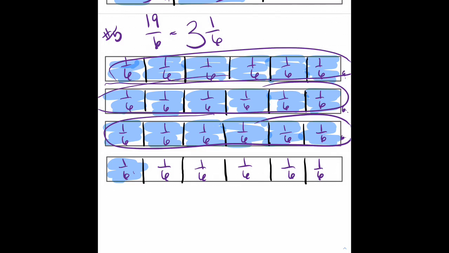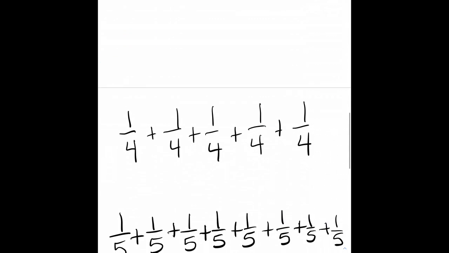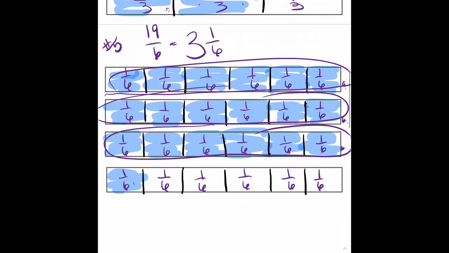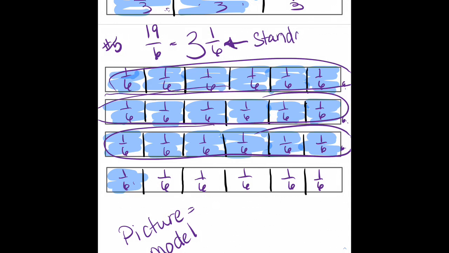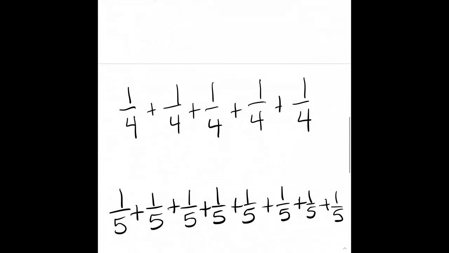Okay, how'd you do? I hope you did great. And remember, this is one way to model mixed numbers to improper fractions. This part, the picture is the model. I'm going to write that on here. Picture is the model. And right here, the improper fraction or the mixed number is the standard. Oops, spell standard right, Mrs. McKenzie. The standard form. Okay, so let's look at another way to model this.